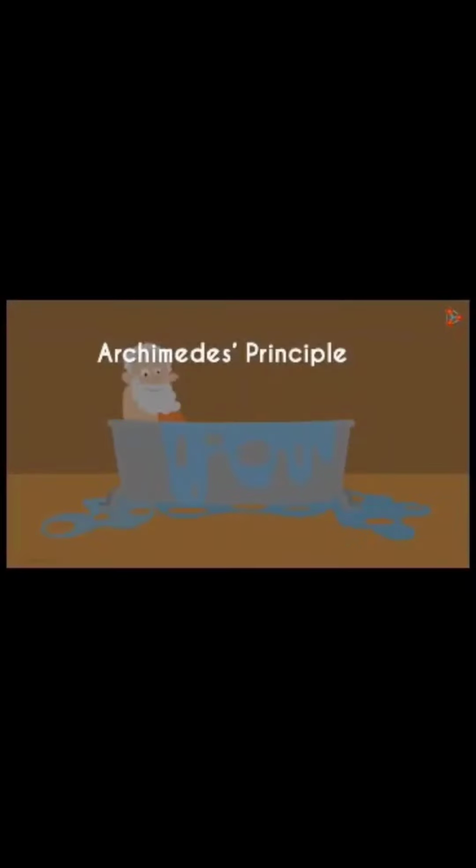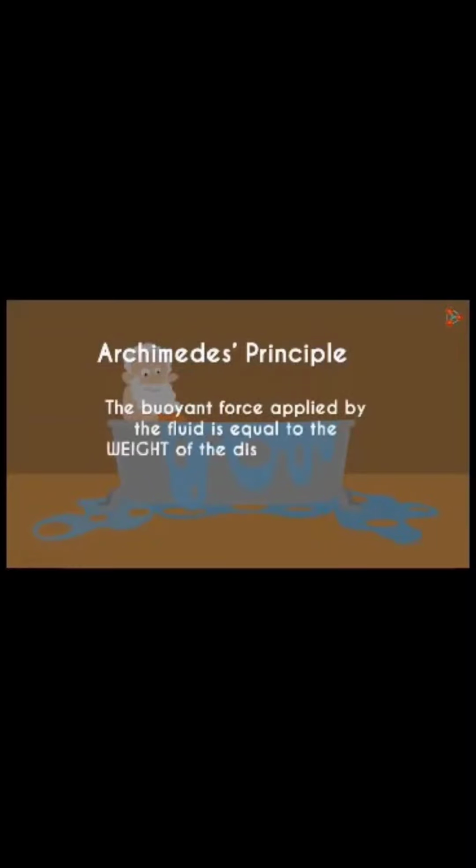In our previous videos, we've seen that when an object is placed in or on a fluid, the fluid exerts a buoyant force on it which acts upwards. The Archimedes principle goes just one step further in saying that the buoyant force applied by the fluid is equal to the weight of the displaced fluid. We can take a simple example to understand this.